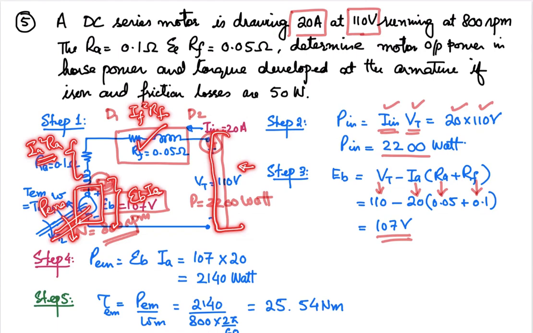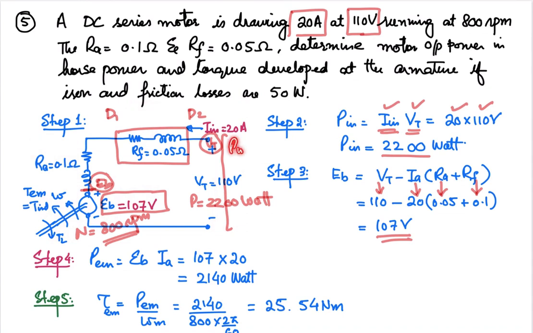The current passing through this one, right, and the voltage over here. The other way around is to take the input power minus this loss, IF squared into RF, minus this loss, IA squared into RA.